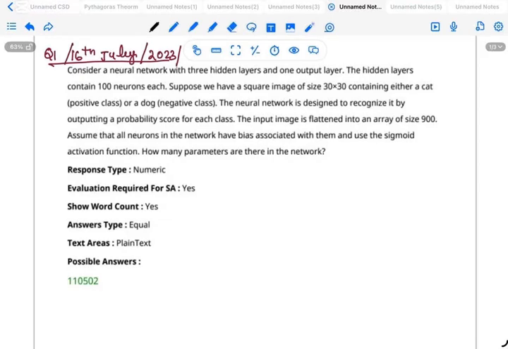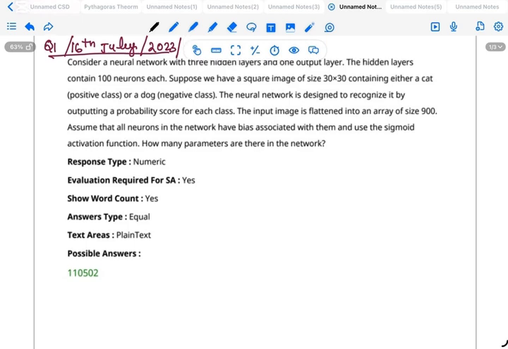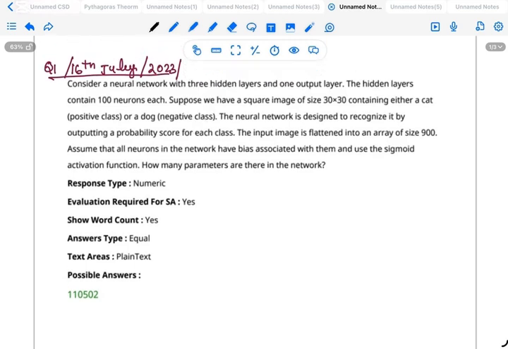Friends, another question from quiz 1 deep learning. Consider a neural network with 3 hidden layers and one output layer. The hidden layers contain 100 neurons each. So each hidden layer contains 100 neurons.